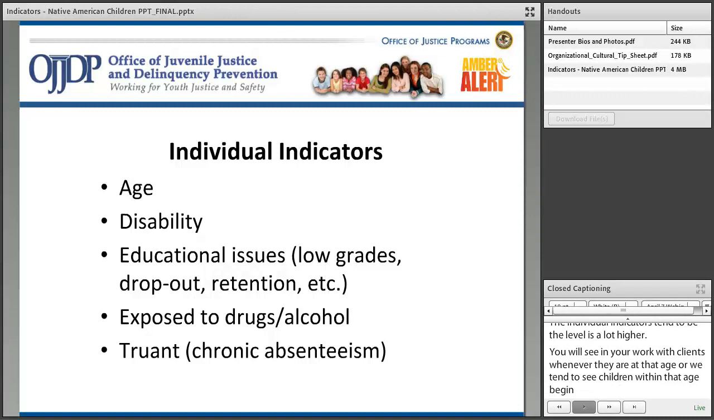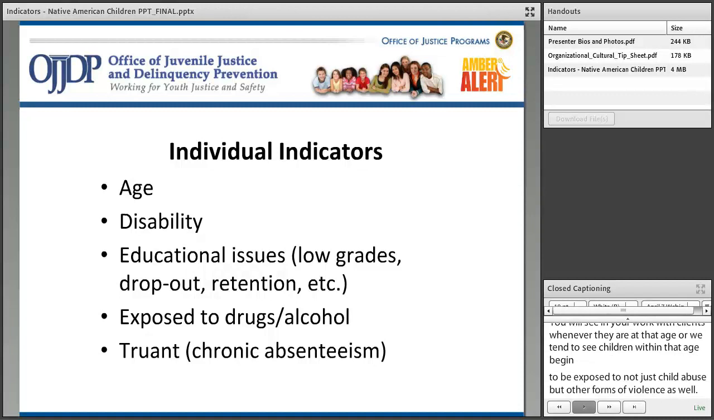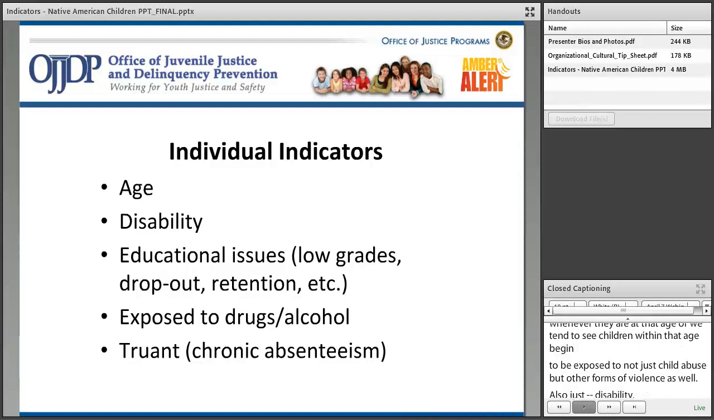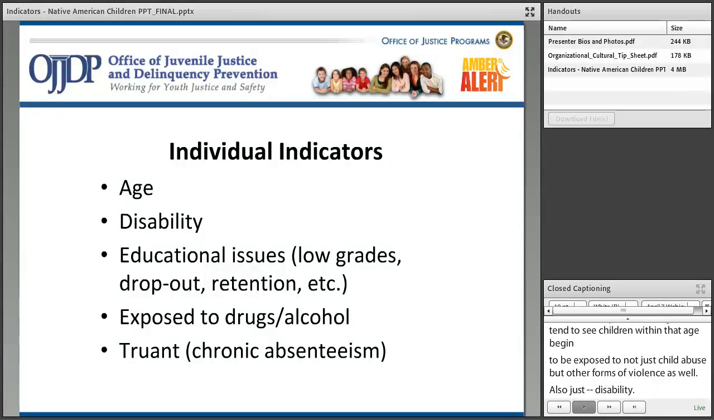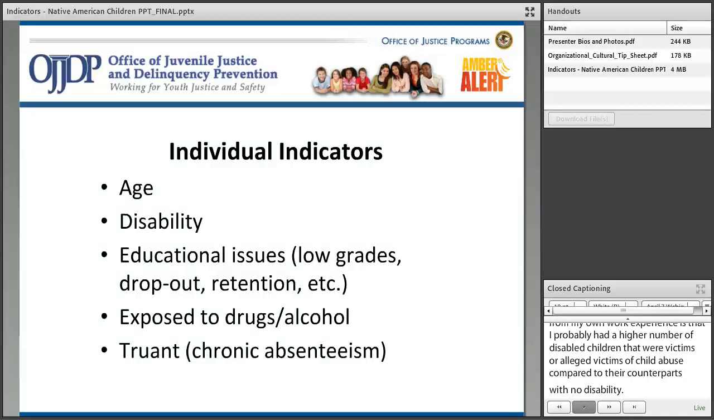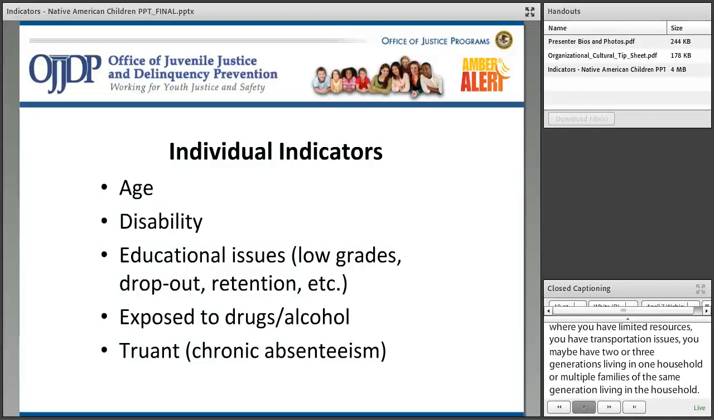In my own work, and I'm just speaking from my own work experience, I probably had a higher number of disabled children that were victims or alleged victims of child abuse as compared to their counterparts with no disabilities. And working with the tribal community, where you have limited resources, you have transportation issues, you maybe have 2 or 3 generations living in one household or multiple families of the same generation living in the household, those types of stressors, along with handling the needs of a disabled child, oftentimes trigger events to occur.